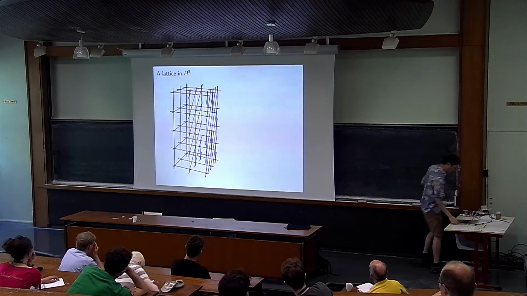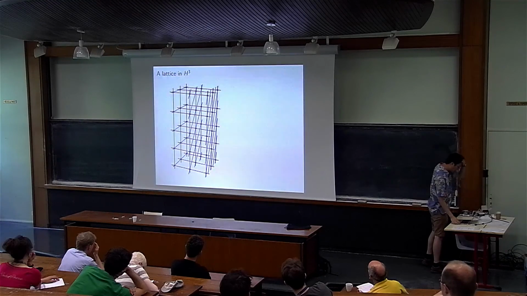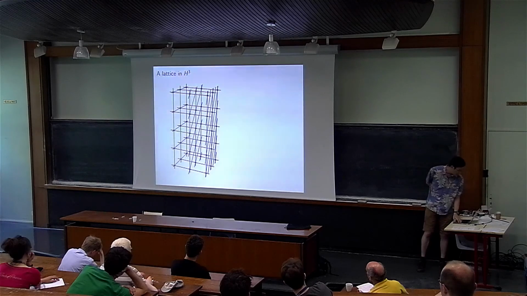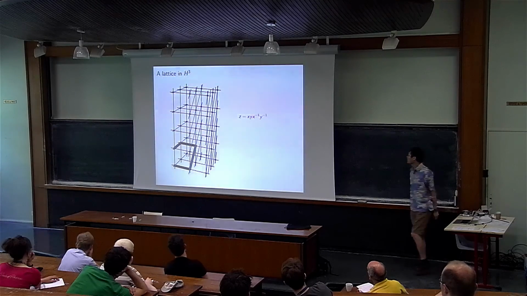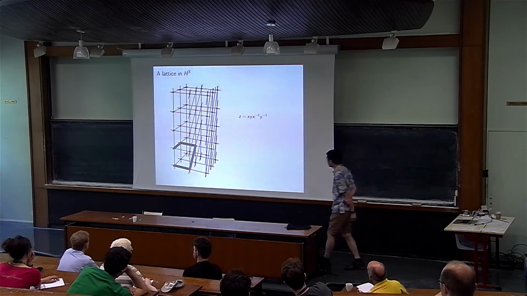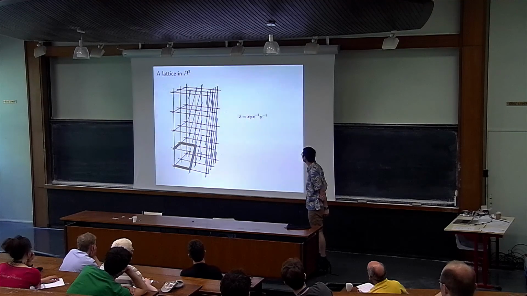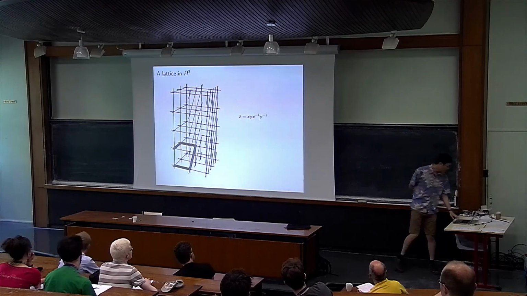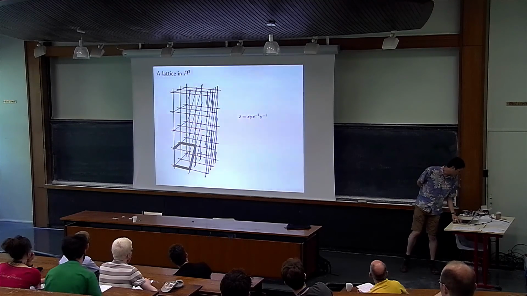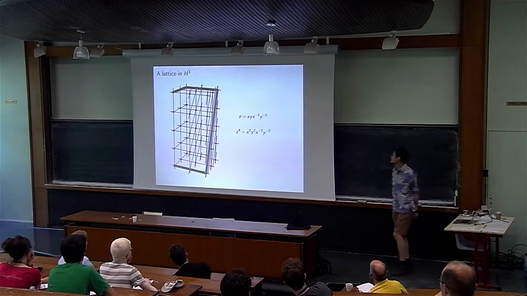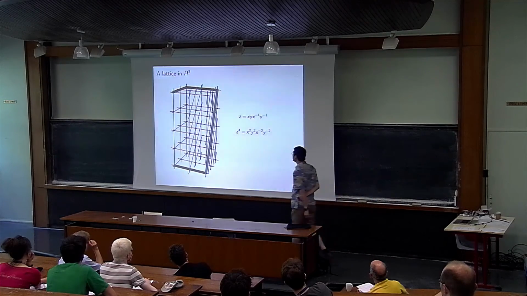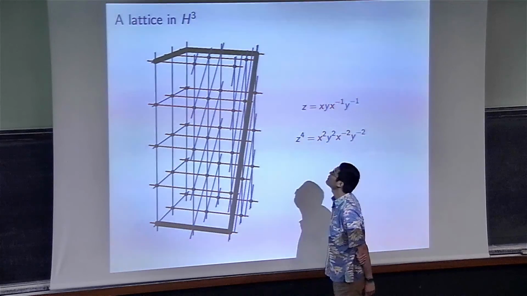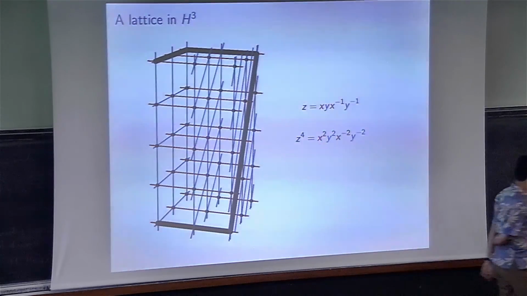And it turns out that a lot of the geometry of the Heisenberg group is determined by these spirals. So here's one of these spirals. This corresponds to the fact that z is equal to x y x inverse y inverse. But there are actually a lot of these in this graph. So for instance, I can find a bigger spiral here. I can write z to the fourth as x squared times y squared times x to the minus 2 times y to the minus 2.